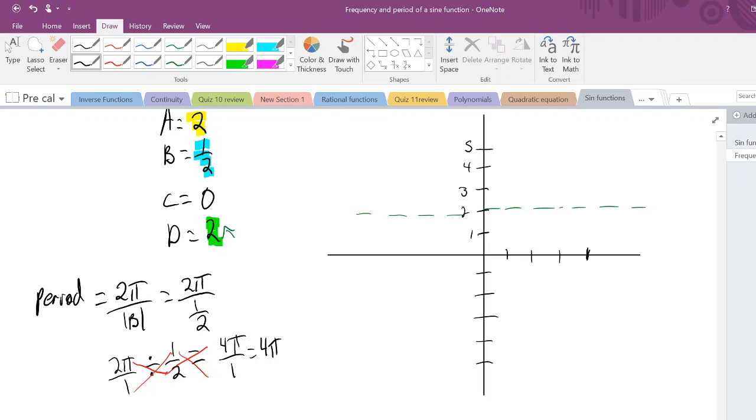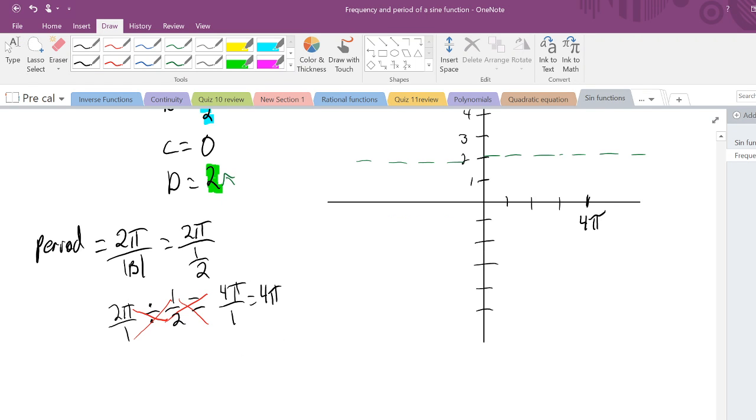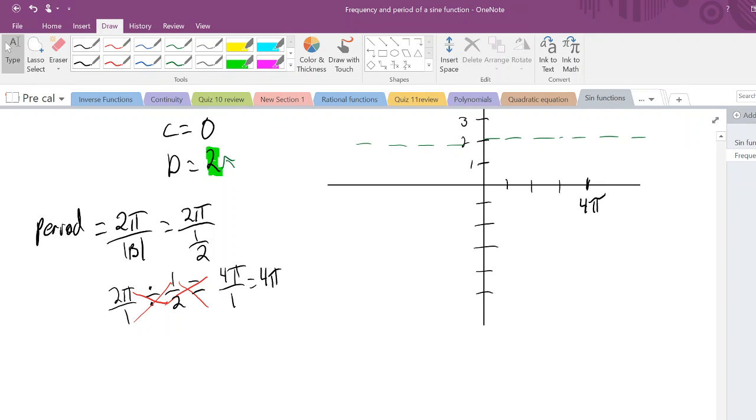Now that means that 4 pi is going to be the last point of the first interval. To find what each dot is going to be, I just have to divide that by 4, and that's how I'm increasing. So 4 pi divided by 4 is equal to pi. This means that each x value is going to increase by pi.